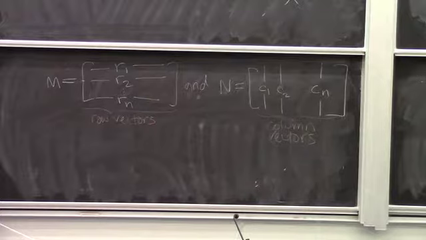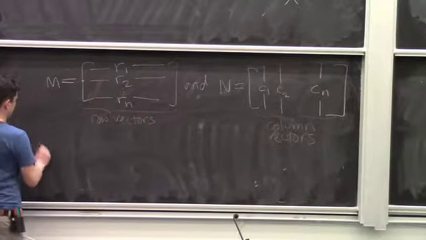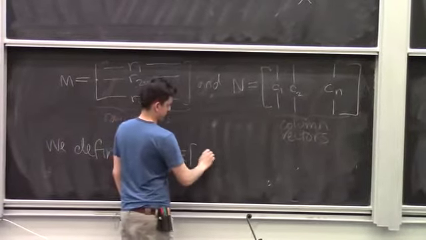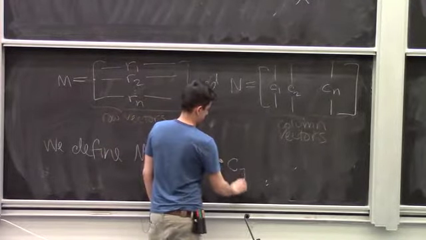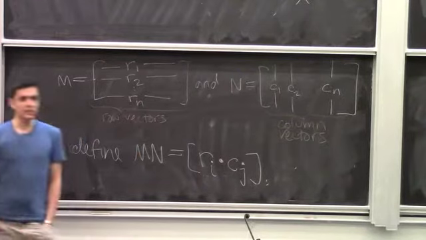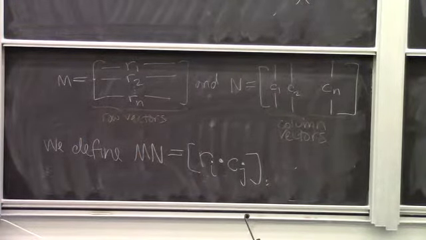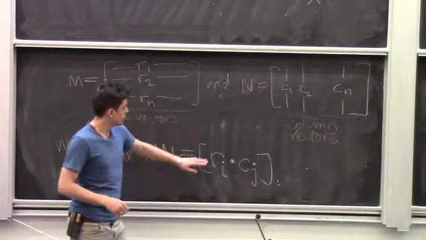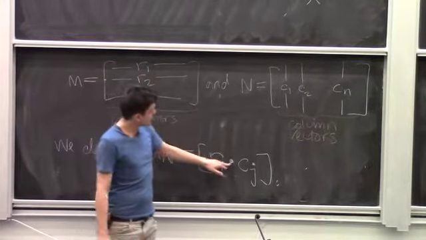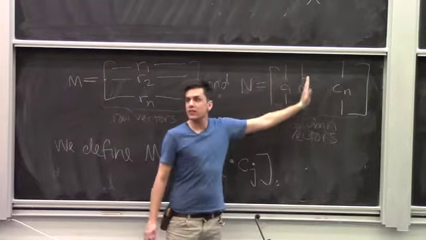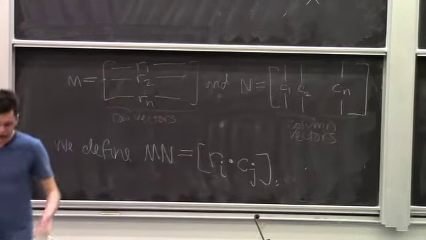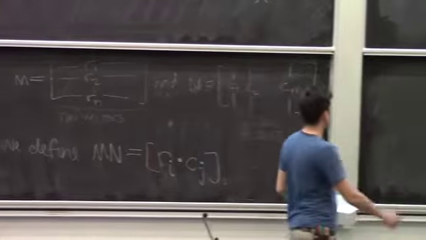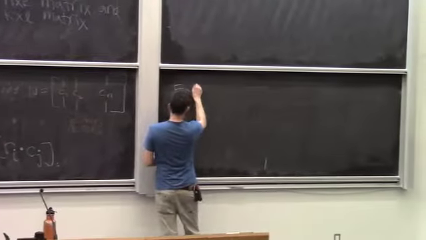Then we can define a product that looks like this. We define our multiplication of these two matrices as a bunch of dot products. We take row i from this one, and we dot product it with column j from this one. So this is another way of interpreting what's going on when we do matrix multiplication. Let's see an example of how that looks.